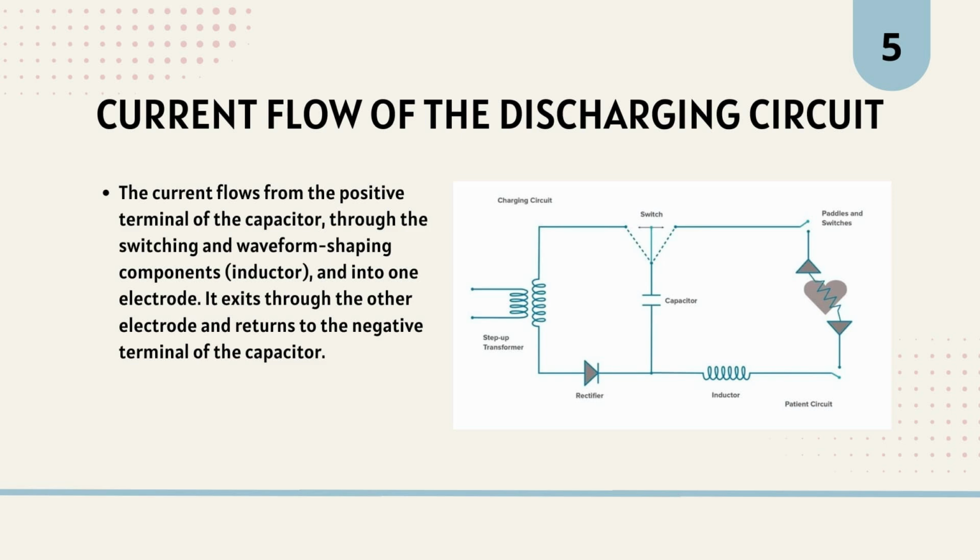Now, how is the flow of the discharging circuit? The current flows from the positive terminal of the capacitor through the switching and the waveform shaping components, which is the inductor, and into one electrode, exits through the other electrode and returns to the negative terminal of the capacitor.